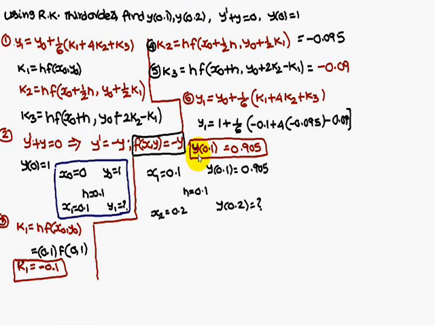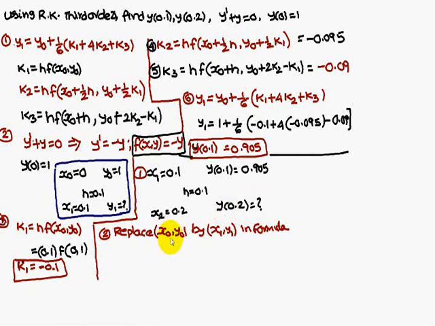We require y of 0.2 also. How will you conclude y of 0.2? For this, you have to extend the table: x1 is 0.1, and y of 0.1, which you already got, is 0.905. We have to find y of 0.2, therefore h is 0.1, so x2 becomes 0.2, and y of 0.2 is the question mark.